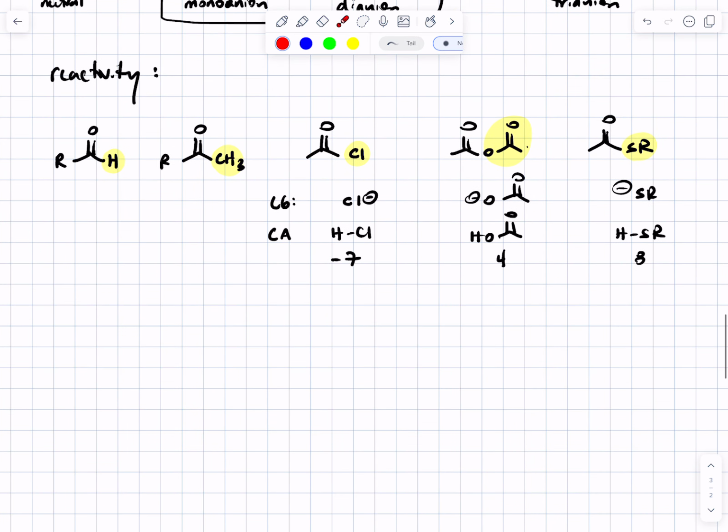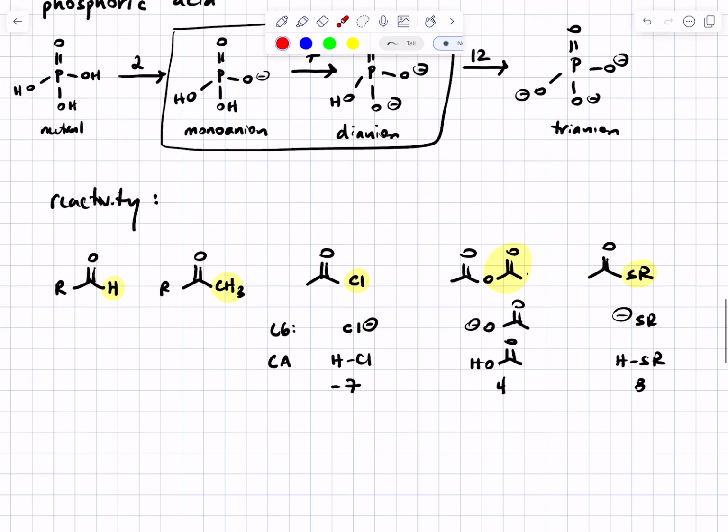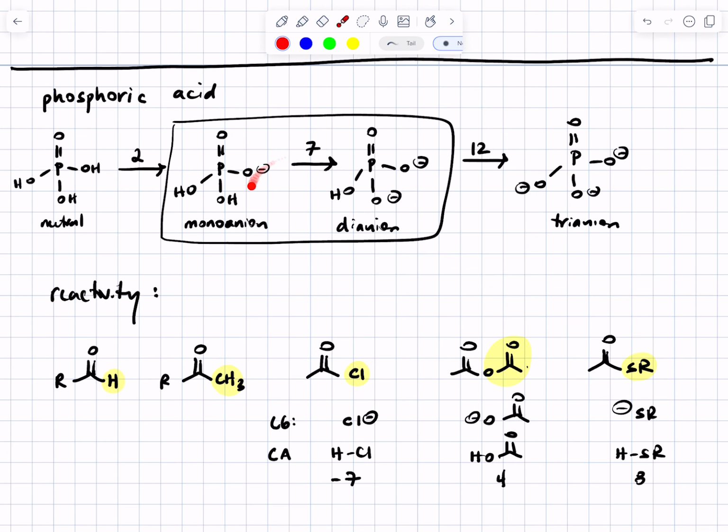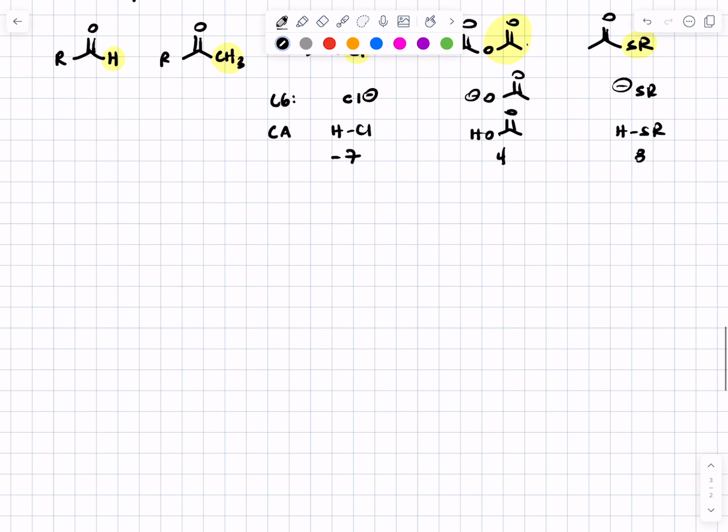Okay. So we're used to things being decent leaving groups for highly reactive carbonyl compounds where the leaving group has a conjugate acid whose pKa is in this range. The phosphate group has a pKa in this range, so you might expect the phosphate group to be a decent leaving group. So we're going to introduce a new functional group, the acyl phosphate.